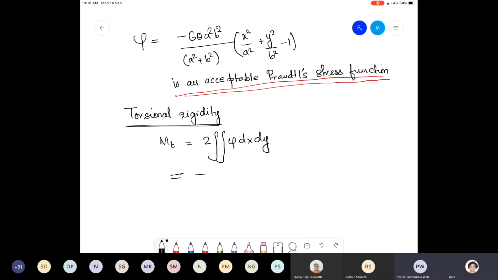Ma'am, is the phi function here unique or can there be some other functions as well? It's unique. You cannot get hold of two phi functions which are going to satisfy the criteria. Okay, ma'am.